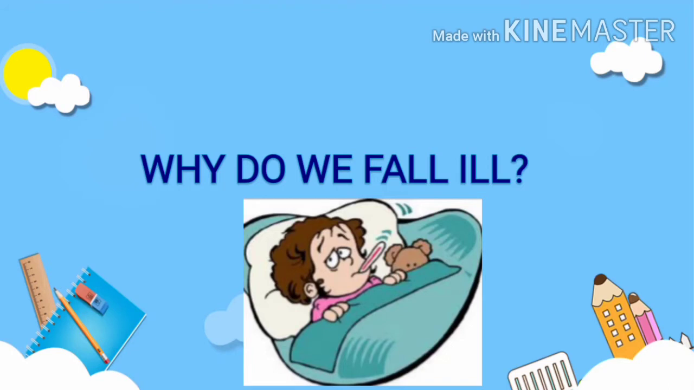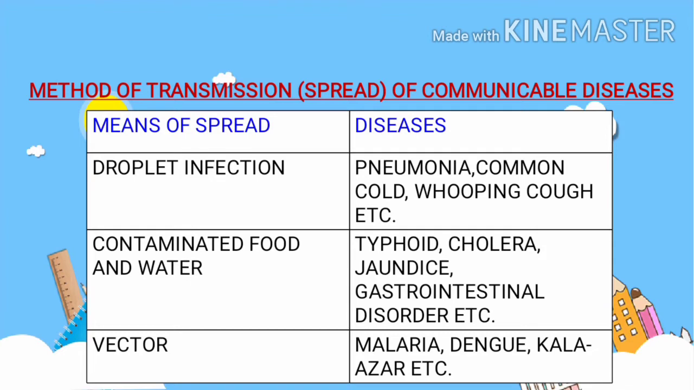Today we are going to discuss few topics from chapter 13, Why Do We Fall Ill, of your science book. Children, as you all know, communicable diseases spread from an infected person to a healthy person. Let's see various methods of transmission of communicable diseases.